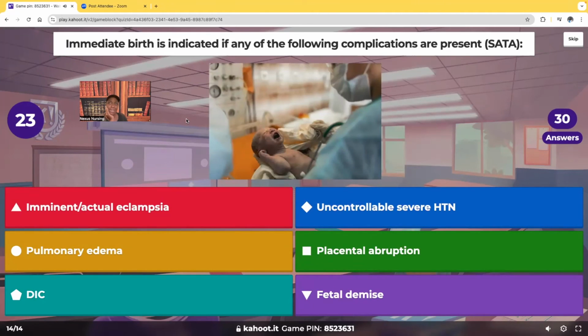I can't remember what DIC stands for. Disseminated something coagulation. What does the I stand for? Anyone know? Tell me in the live. I can't remember for the life of me. Intravascular. Thank you. I had a brain fart.